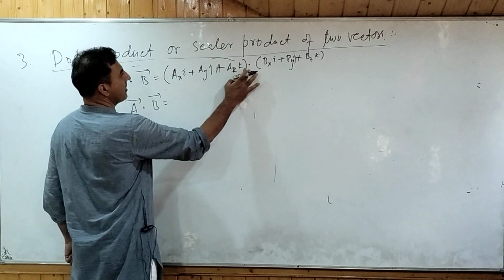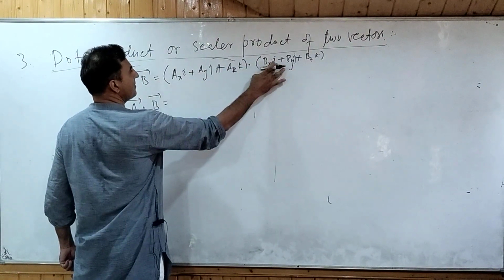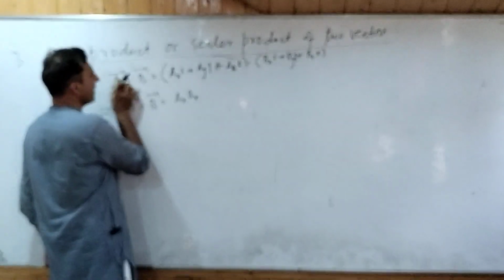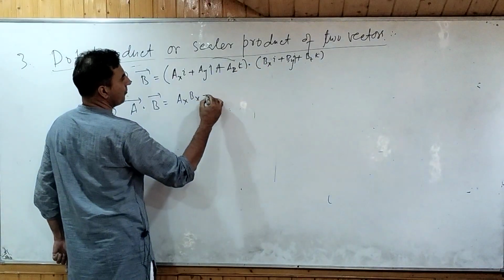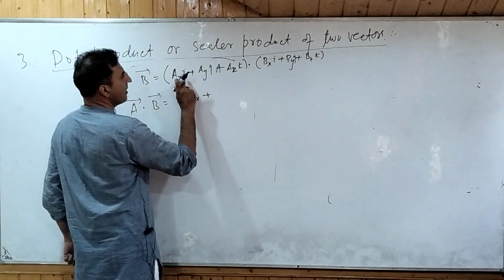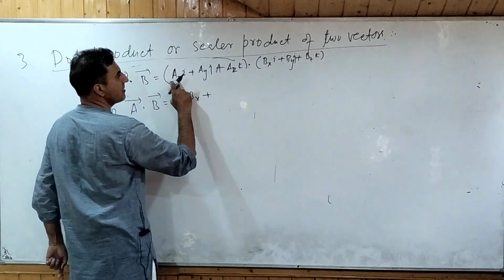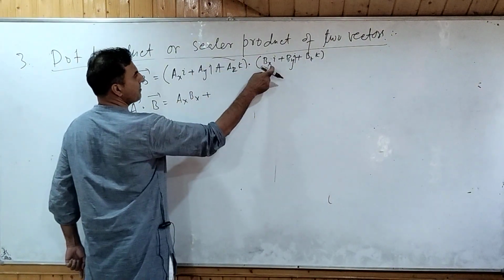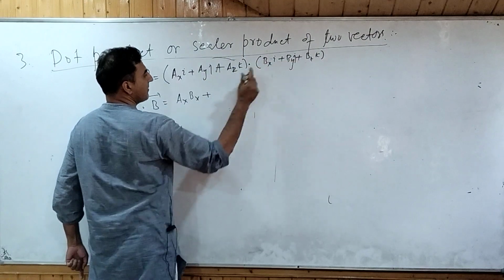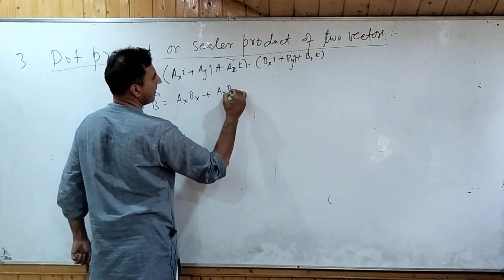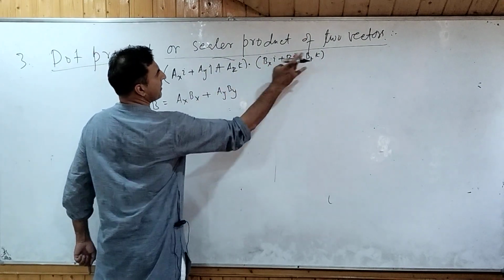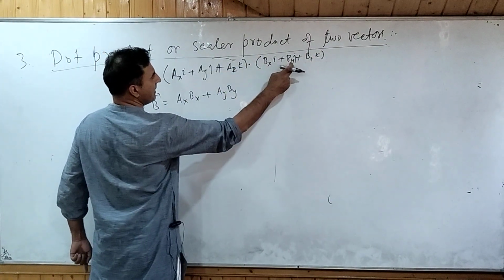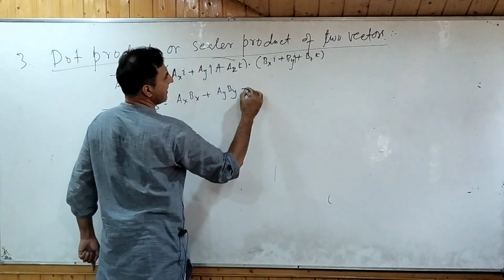A x i, I will dot it with B x i. I dot I is 1, so it becomes AxBx, the X component of A and X component of B, plus. Now I will dot this I with this, that will become 0. I will dot this with this, that will become again 0. I will dot now this with this, it will become 0. J dot I will become 0. Now I will dot this with this, that will become AyBy. Then this will become 0 with this. Now this will become 0 with this, will become 0 with this, will become something with this, that is AzBz.